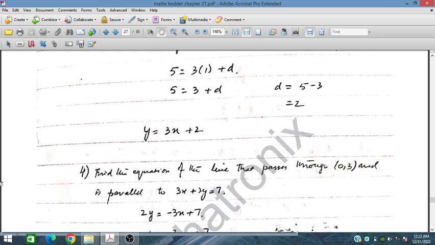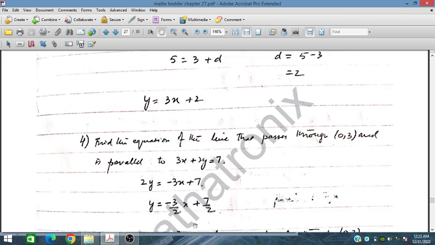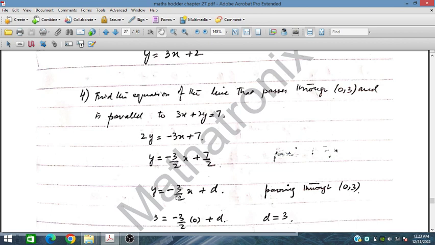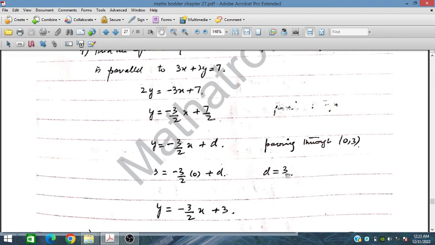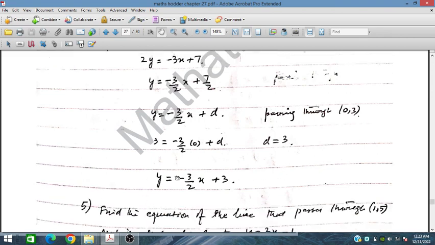Find the equation of the line that passes through (0, 3) and is parallel to this line. This line's slope is obtained as minus 3 upon 2 x plus 7 upon 2. So this slope will be the same for the required equation. So for the required equation we have y equals minus 3 upon 2 x plus c, and it passes through (0, 3). So on (0, 3) we obtain c equal to 3. So the required equation is this.